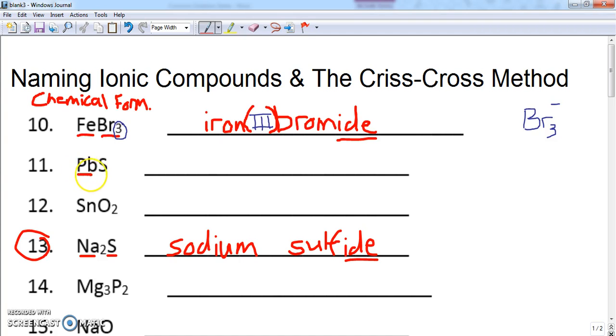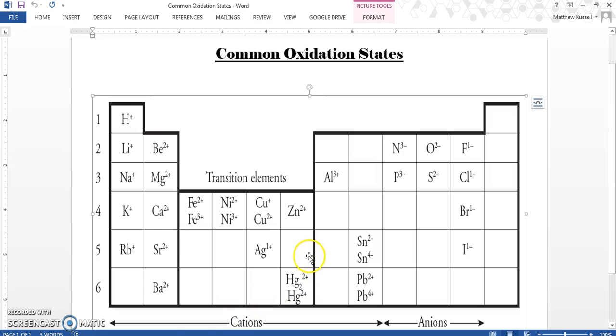When we have Pb, which is our boy, and S, which is our girl, the boy always goes first, and the girl always comes second. We know, because we are good chemists, that Pb is lead. And our girl is sulfur, but sulfur will change its name to sulfide. You should be noticing a pattern that they all end in "ide." We will need a Roman numeral here again because we'll have to go back to our common oxidation states and find lead. Can you find lead?